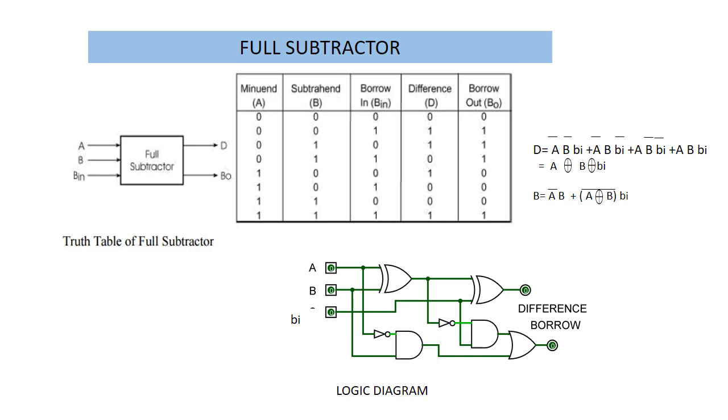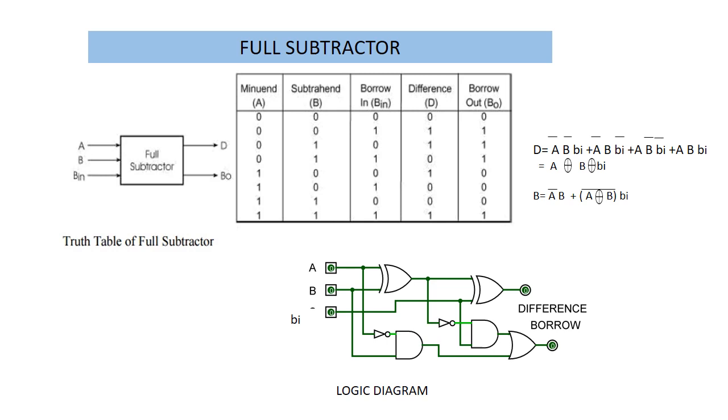So a full subtractor is a combinational circuit with three inputs A, B, Bi and two outputs D and B. The two outputs present the difference and output borrow. The ones and zeros for the output variables are determined from the subtraction of A minus B minus Bi. So this is the order of subtraction: A minus B minus Bi. The truth table and the block diagram of a full subtractor is shown here.